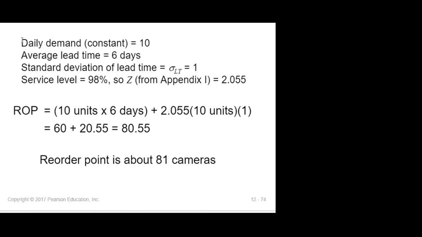So in this example, we have a daily demand of 10, which is constant. Average lead time is 6 days. And why do we get average? Because it's a variable. Standard deviation of lead time is 1. Service level required is 98%.